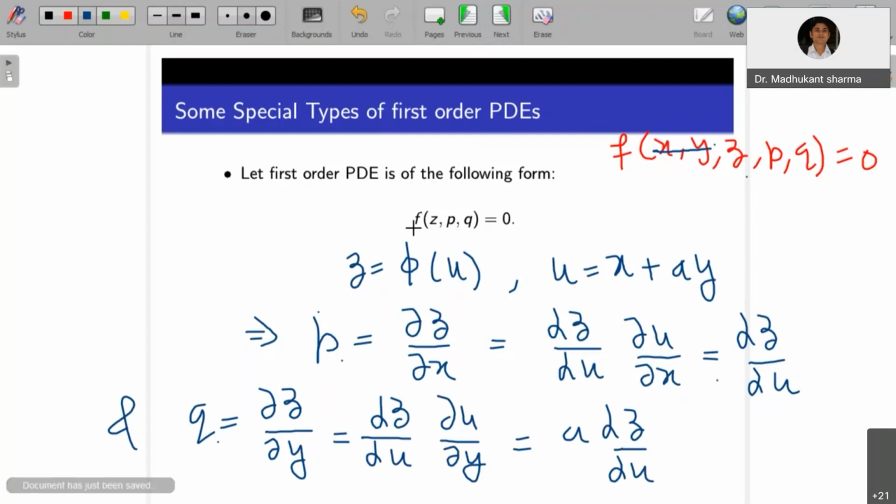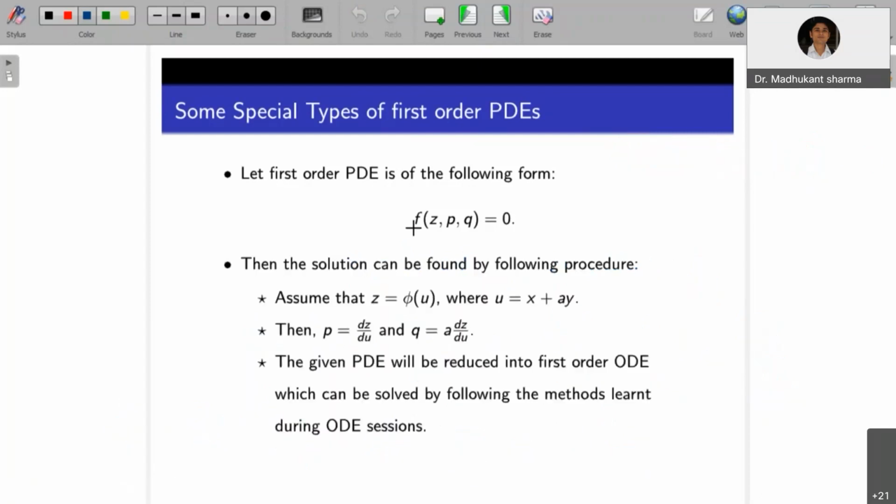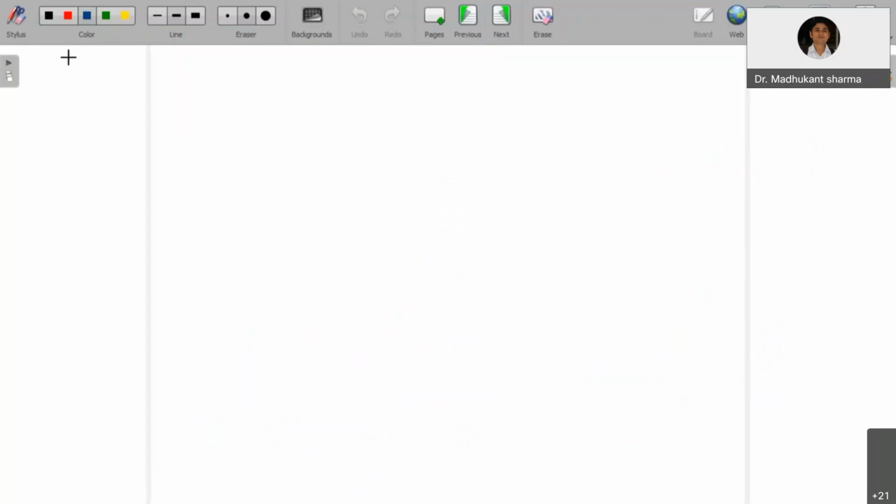So let's do one or two problems based on this. Let's solve this problem: p into 1 plus q equals qz. p into 1 plus q is equal to qz.